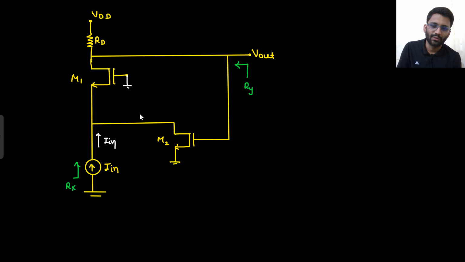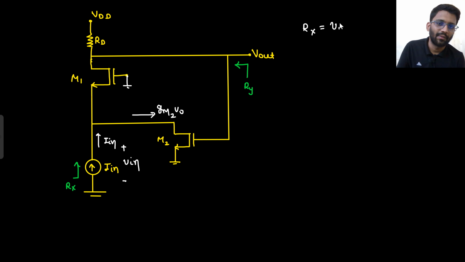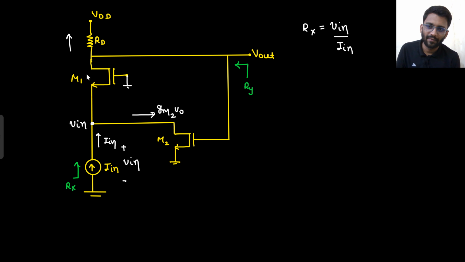This is your V naught, so this would be GM2 V naught. My target is to find, what is my target? My target is Rx, that is my V in by I in. So this potential is V in this time. This potential is V in. So my target is to find V in by I in. Right? So this potential is V in. Now if this potential is V in, what is the current here? What will be the current in the upward direction? That would be GM1 V in. Yes or no? If this potential is V in, so V in minus 0, current would be GM1 V in.